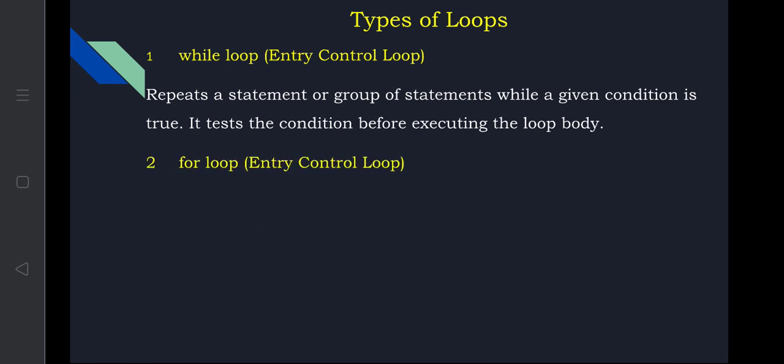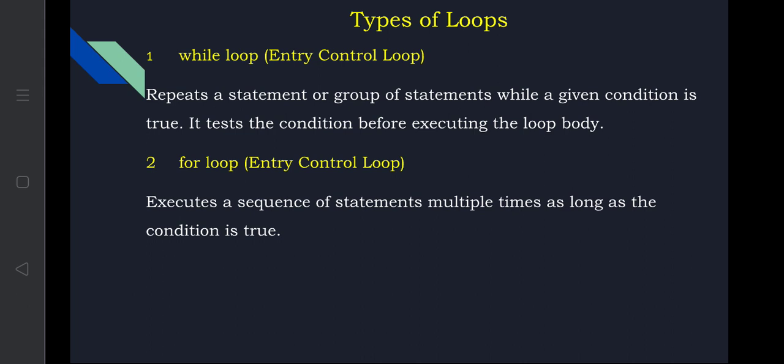Then the next is the for loop. It is also an entry control loop. What the for loop does is, it executes a sequence of statements multiple times as long as the condition is true. So this is also an entry control loop. That means the process starts only after checking the condition.